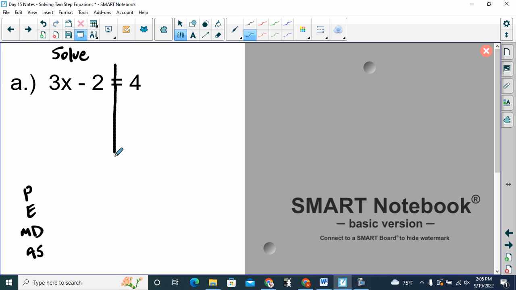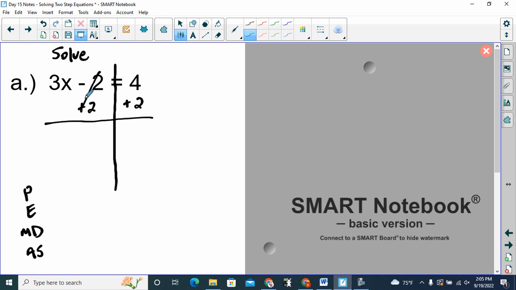I would be in the habit of drawing that vertical line straight down through the equal sign. That way we make sure anything I do on one side of the equation, I do on the other side of the equation as well. We said the first thing we need to undo is the subtraction. I undo subtracting 2 by adding 2 to both sides.